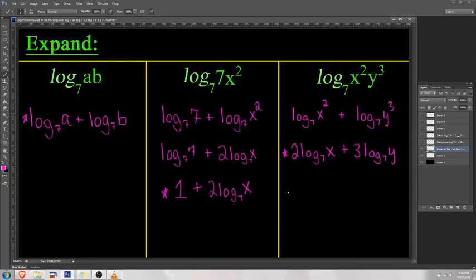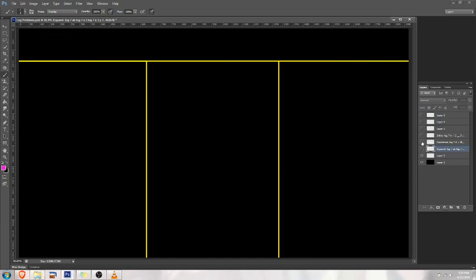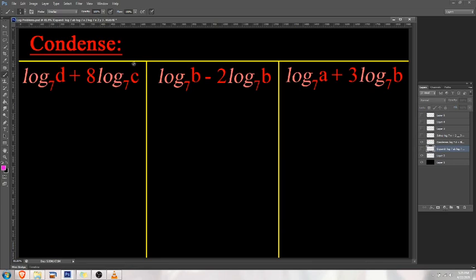So I hope that kind of shows you what I'm talking about when I say expand, whenever I'm expanding some of these guys. So let's move on to condensing and see what that looks like. All right, so we have multiple logs. Ultimately, what we're trying to do is pull them all into the same logarithm. That's what we're trying to do when we condense something, okay? And we simplify if possible.